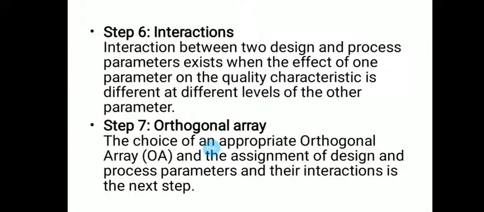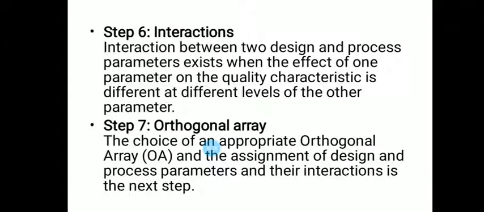Interactions will be step 6. Interactions between two design and process parameters exist when the effect of one parameter on the quality characteristic is different at different levels of the other parameters. If you vary one parameter, then the interactions will also be different. So the effect of one parameter on the quality characteristic is different at different levels of the other parameters. Another thing that is much more essential follows.